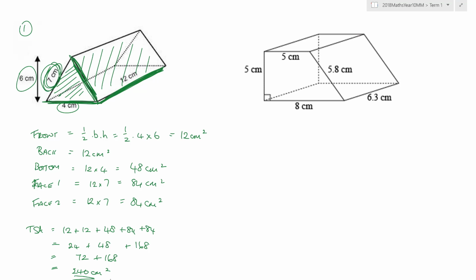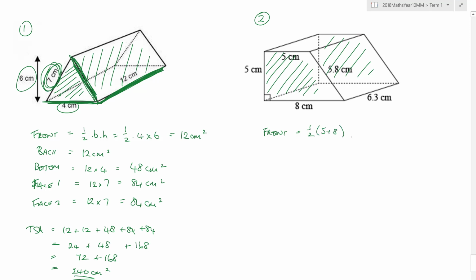Same thing here with this shape. All right, so let's call this example number 2. No difference. I've got a front and I have the back, which are exactly the same. So you need to try and work out what is the area of the front. In this situation, it's a trapezium. So we do a half, adding the parallels, which is 5 plus 8, times by how far apart they are.